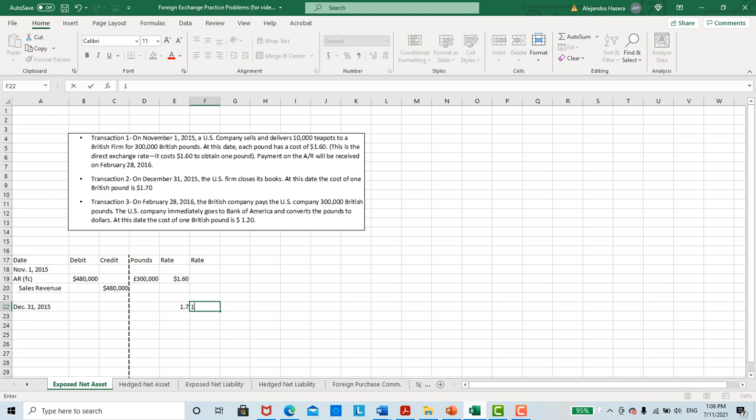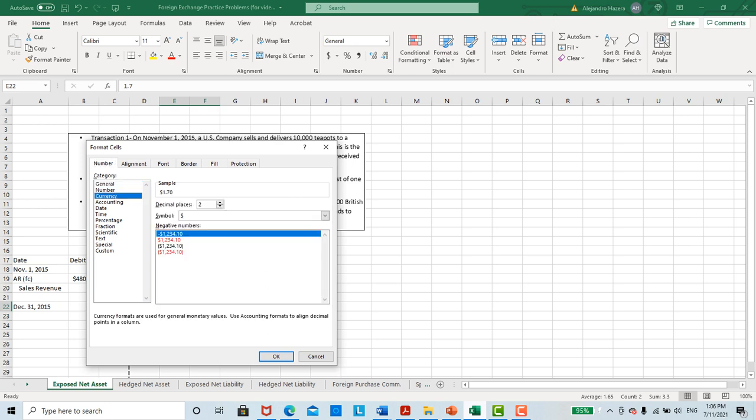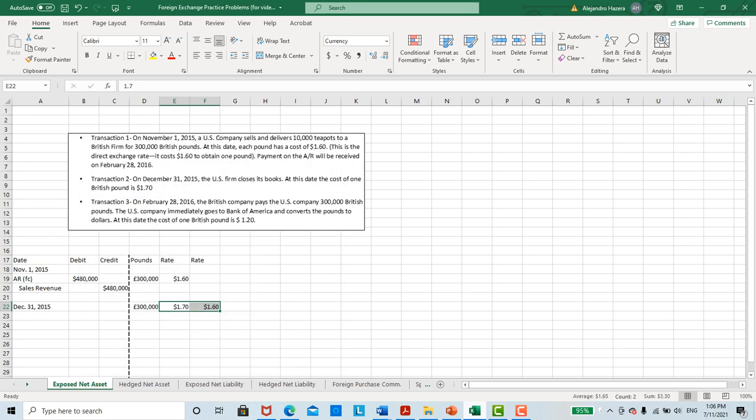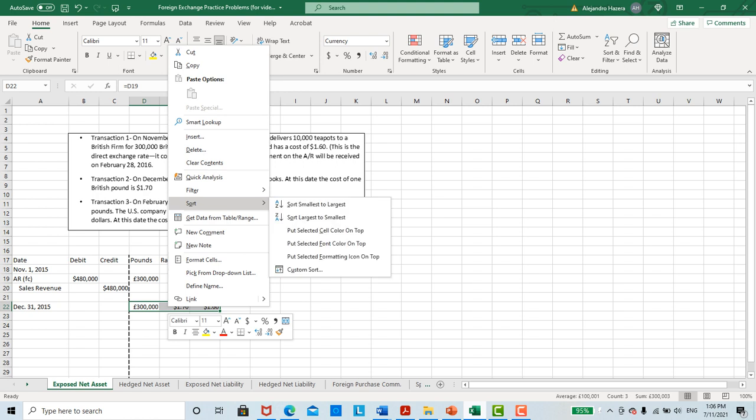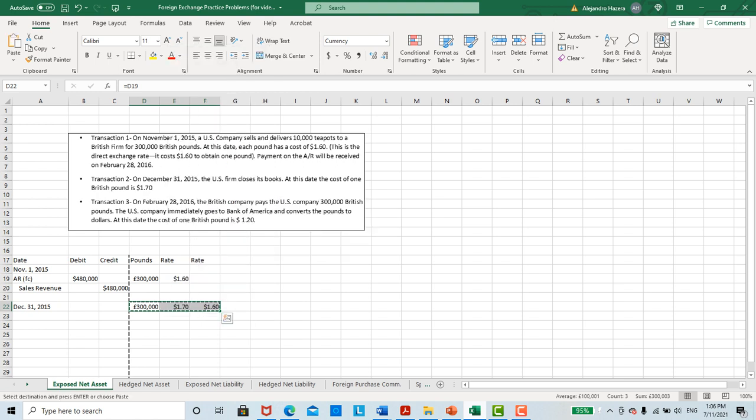So that's the original exchange rate, and this is the new exchange rate. This is the original exchange rate, and we're still going to have 300,000 British pounds. Let's go ahead and change these to dollars. It's kind of neat, I think, that Excel does this, because Excel is, in essence, meant to be a program for handling monetary units.